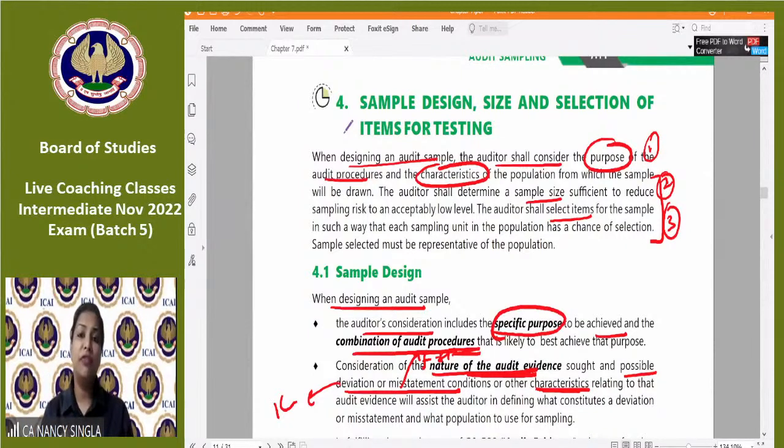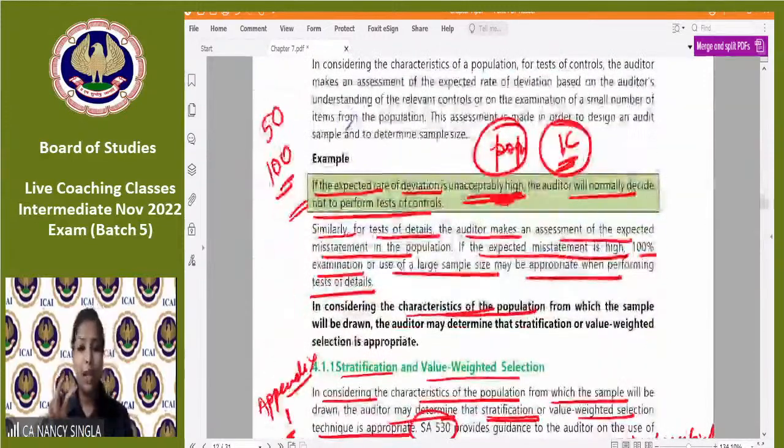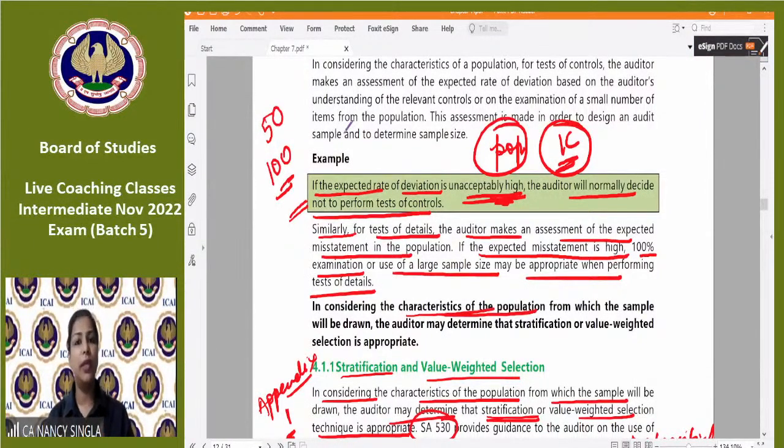So first of all, we as an auditor should be sure of the purpose: why we are drawing the sample, what audit procedures we want to perform, and what audit evidence we require. Then the auditor also needs to know about the population, its characteristics, whether it is appropriate, complete, reliable, and whether all the features that are required are available in the population or not. And in order to understand the characteristics of the population, the auditor may go for stratification or value-weighted selection.